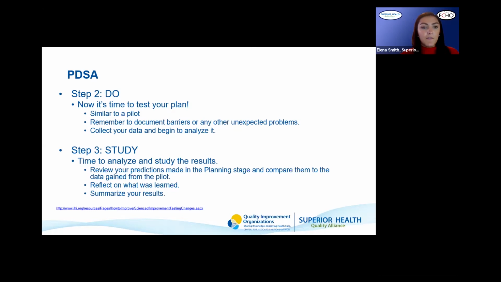Step 3 is the study phase, and this is the time to analyze and study the results. You want to look back at that hypothesis or prediction that you made during the planning stage and compare it to what actually happened. What does this data look like? Is it similar to what you expected? And then reflect on what was learned. And finally, summarize your results.